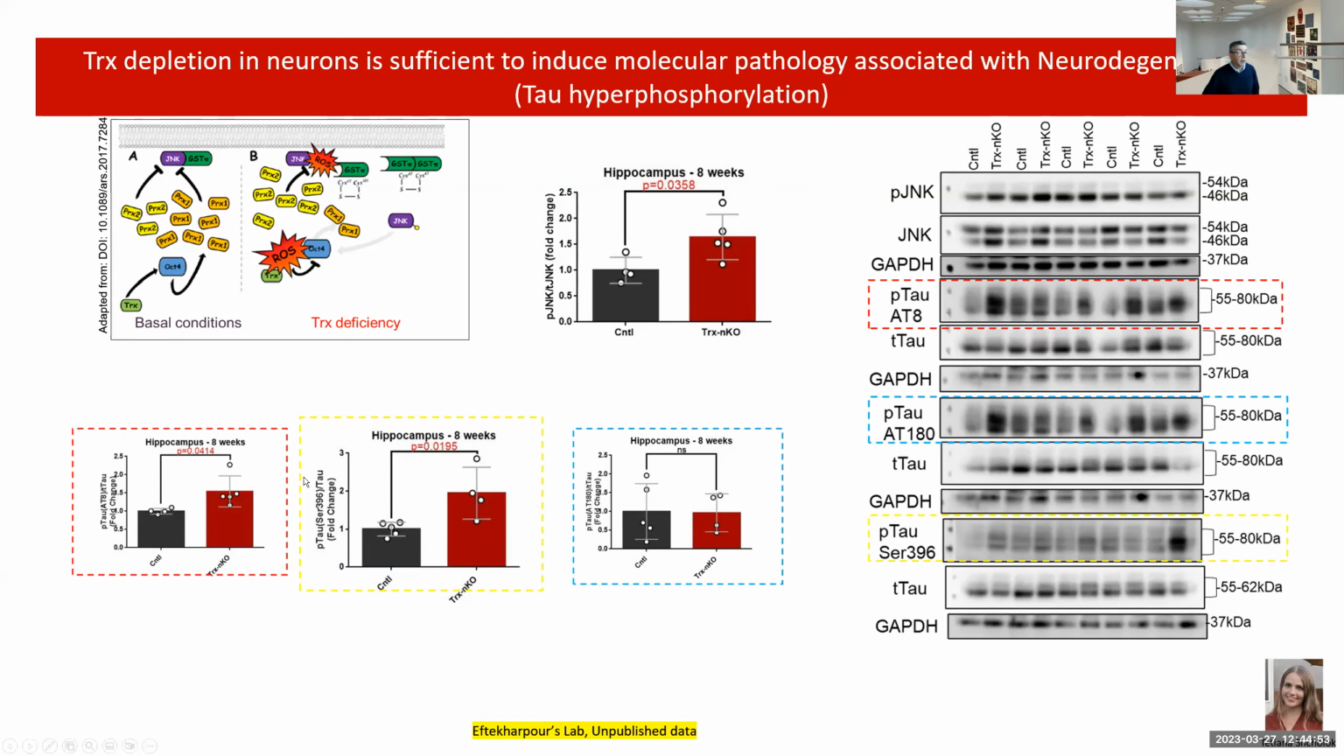Then we see that the activation of Jun kinase is occurring in these animals, and it is associated with upregulation of the tau phosphorylation. So this is another marker, 181, which seemingly, from what we learned from the literature, may not be a direct effect of Jun kinase, and it's not significantly upregulated in these animals either.